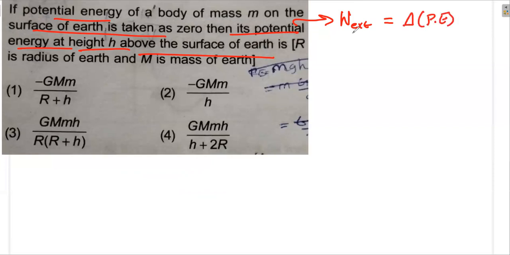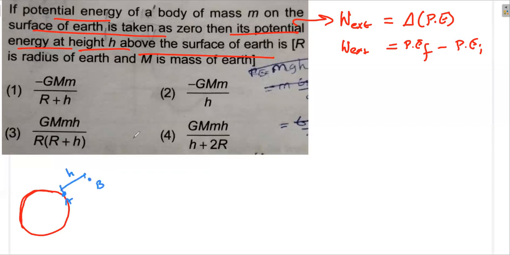Work done by the conservative force is negative change in potential energy, but here we consider the work done by the external force, because potential energy is defined as the work done by the external force to move it from one point to another. So this is potential energy final minus potential energy initial, and this is the work done. Now, initially the object is on the surface of the Earth, and you have applied some force to move it to some height h. I don't know whether the height is small or large, so we're going to do it generally.